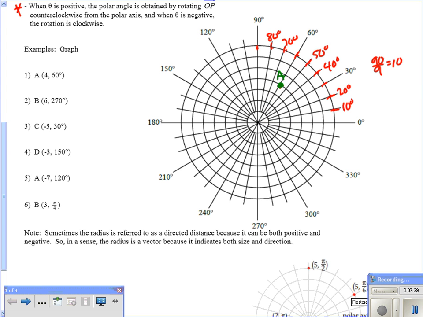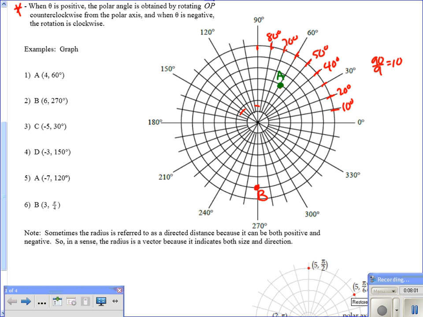So this is A. Now for B, I have 6, 270. So I want to find 270, which would be down here. And so I have 6, so 1, 2, 3, 4, 5, 6 would be right here. So the distance from here to here is a distance of 6, and I went all the way around to there, which is 270 degrees. So again, I don't need all of that, I just need the point right here, which is B.